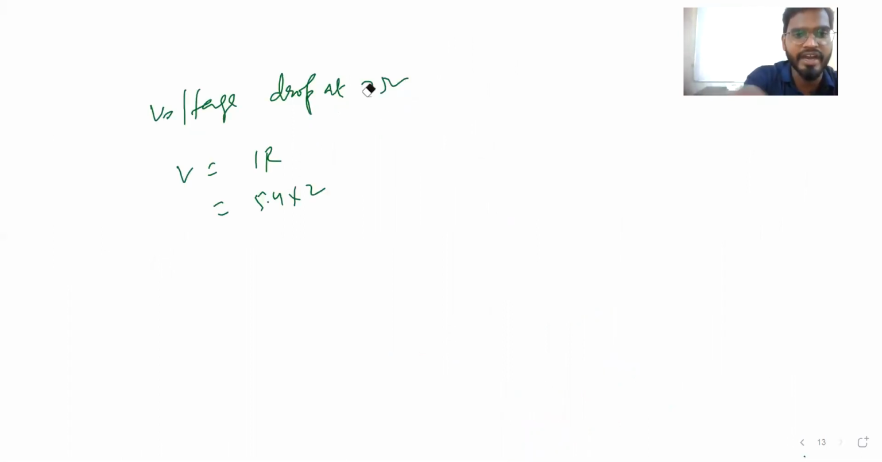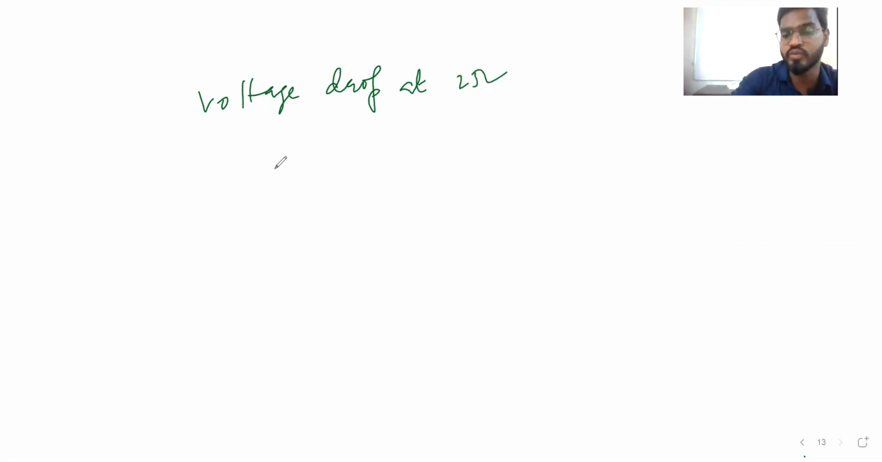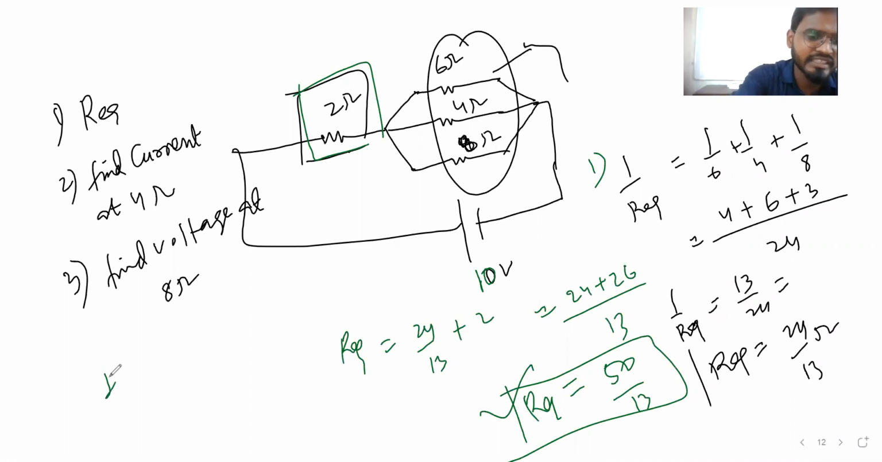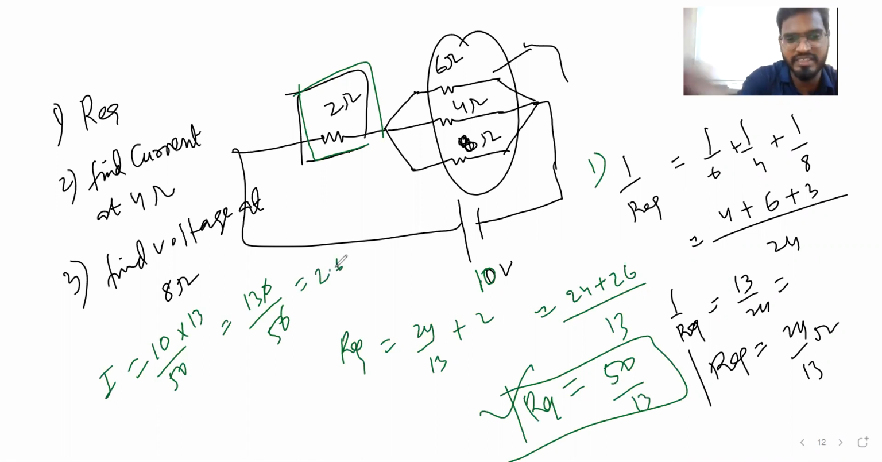Then we can find the current. I is equal to V by R. V is 10, R is 50 by 13. So 13 will go up, 130 by 50. Now it is going to be 2.6, right? 2.6 ampere. Yes, now obviously it is correct. So 2.6 is the current through this.